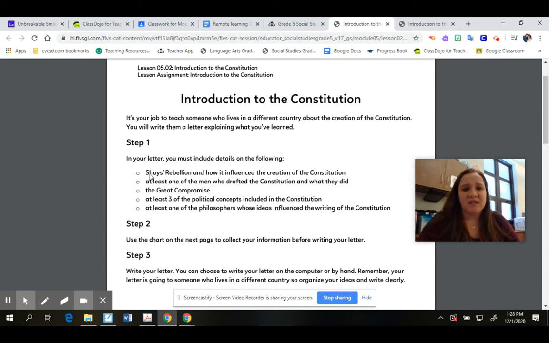You have Shays' Rebellion and how it influenced the creation of the Constitution. You have at least one of the men who drafted the Constitution and what they did. And the Great Compromise, which is all in your lesson.